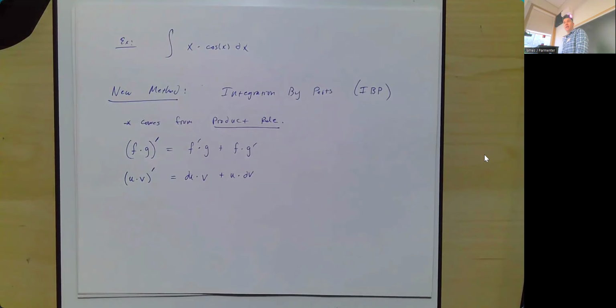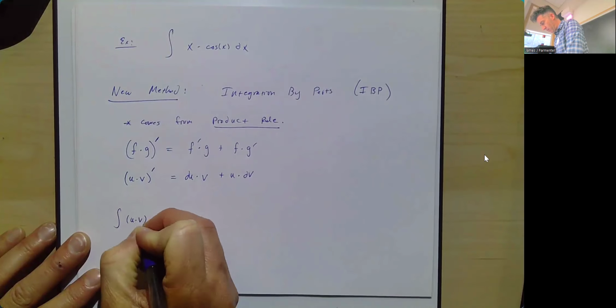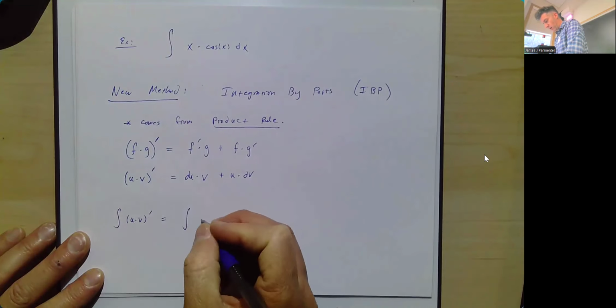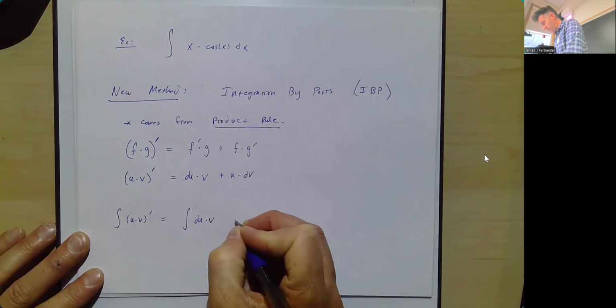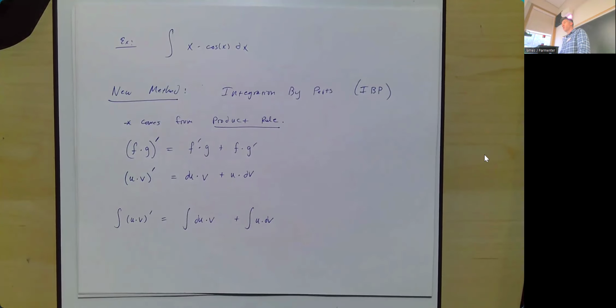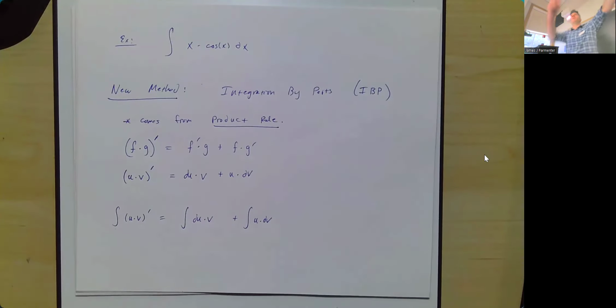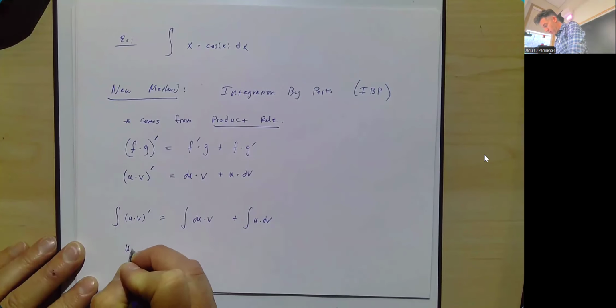And now we're going to integrate both sides. So the integral of the derivative of U times V is equal to the integral of du times V plus the integral of U times dV. Okay, important question that I think you all know the answer to. What's the integral of the derivative of a function? Just the function. Maybe with a plus c, but we're not really worried about it. Right, the derivative and the integral undo each other. So if you do the derivative and then do the integral of that, you get back to where you started. So this left-hand side is just U times V.